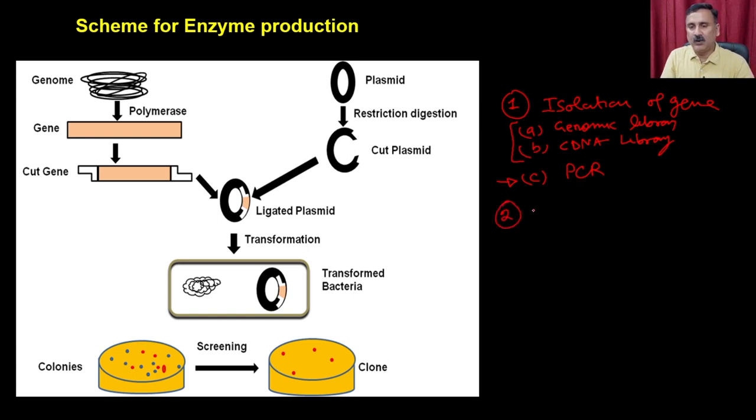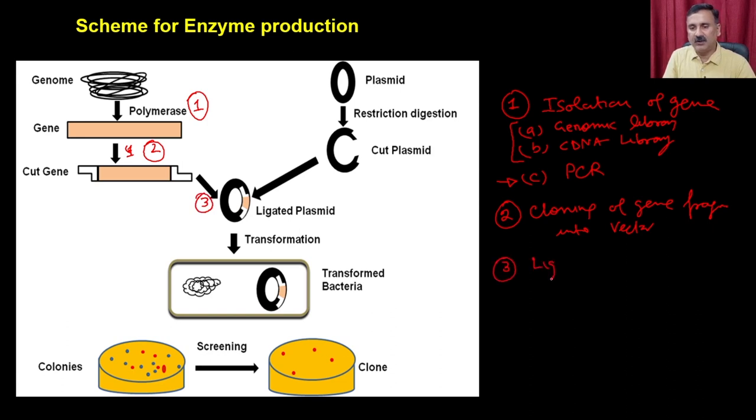into a vector. So this is step 1, and this is step 2, where you do the same for the vector also. Then in step 3, you are going to set up the ligation reactions, which is also a part of the cloning reactions. And in step 4, you are going to deliver the DNA into the host.